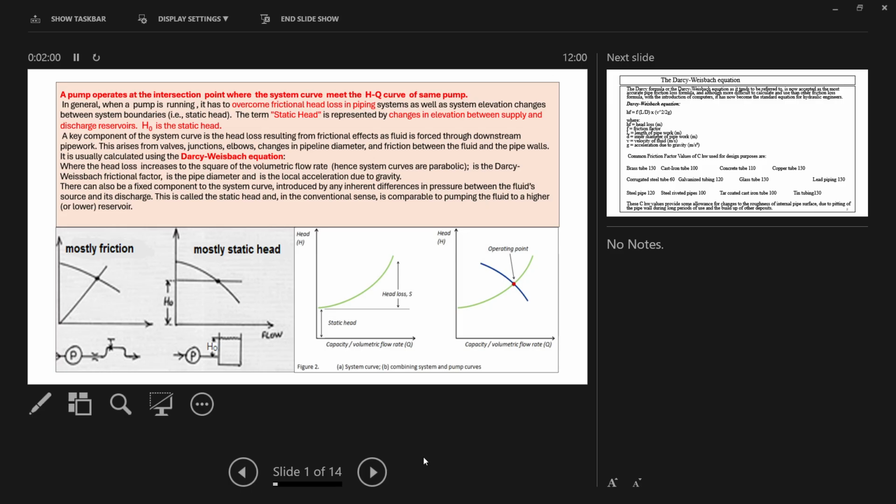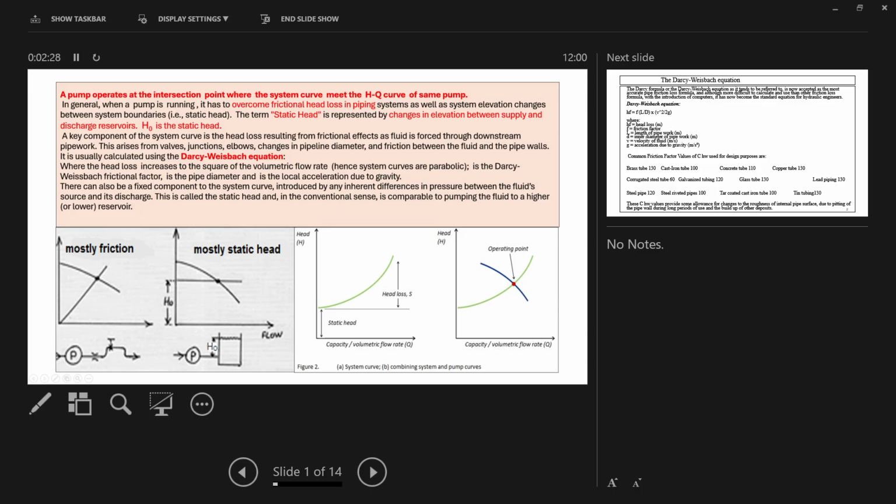If it is a combination of both, as in the right hand side picture, that is your static head, H0, plus the head loss due to flow. There is a volumetric flow, and this is a head loss. So this will be your new system resistance: static head plus head loss due to this flow.